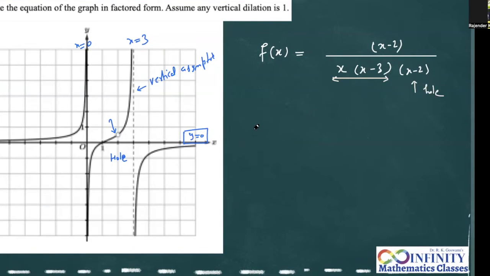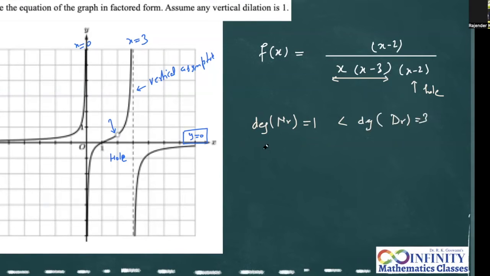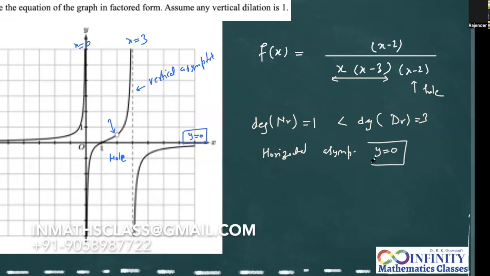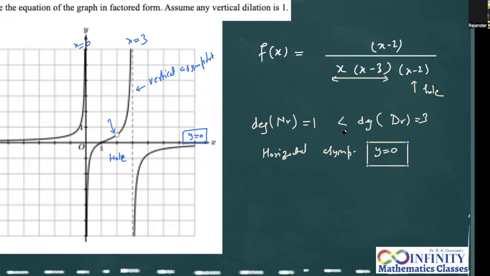And let me just ask you, what is the degree of the numerator? Is it 1? Is it less than the degree of the denominator? Yes. So in this case, you will have a horizontal asymptote, and that is going to be y equals 0. If it is less than, certainly it is going to be y equals 0 there. If there is an equality sign, there may be a non-zero value, depending upon the situation. Any doubt in the question?